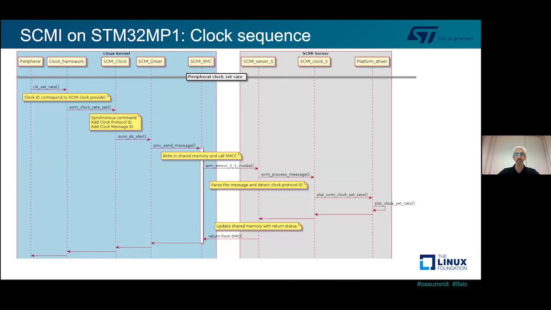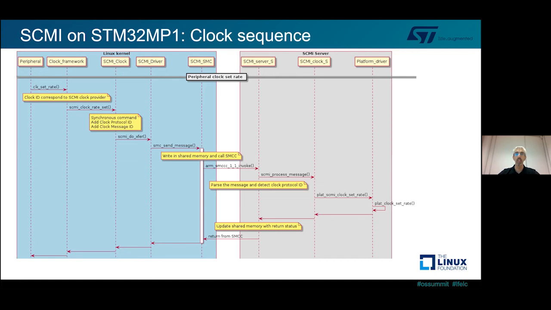So, a little focus on a clock access sequence on the SCMI. Here we will look at how a peripheral driver will set a rate on the clock. Here is typically an access from a peripheral driver inside the Linux kernel to do a set rate on a clock. As usual, the set rate will give the ID of the clock and the rate, of course. The clock ID will correspond to an SCMI clock, and the SCMI clock provider has been registered to the clock framework of the Linux kernel.